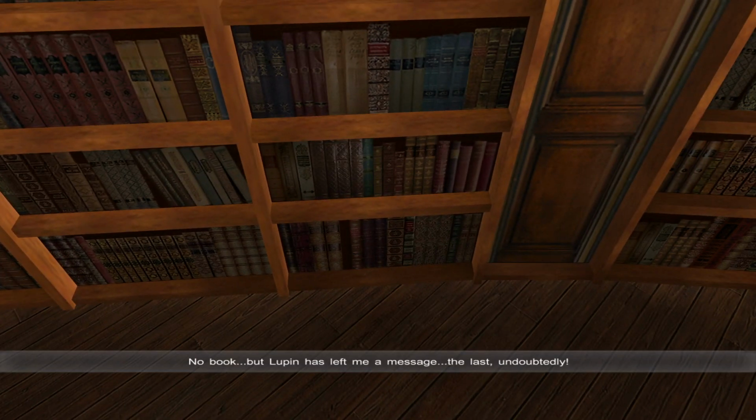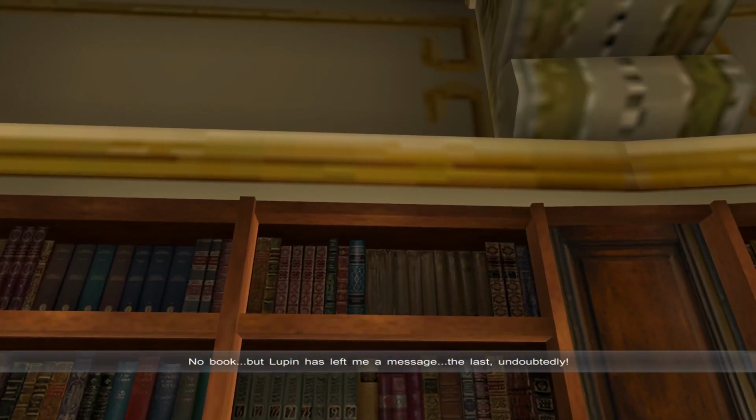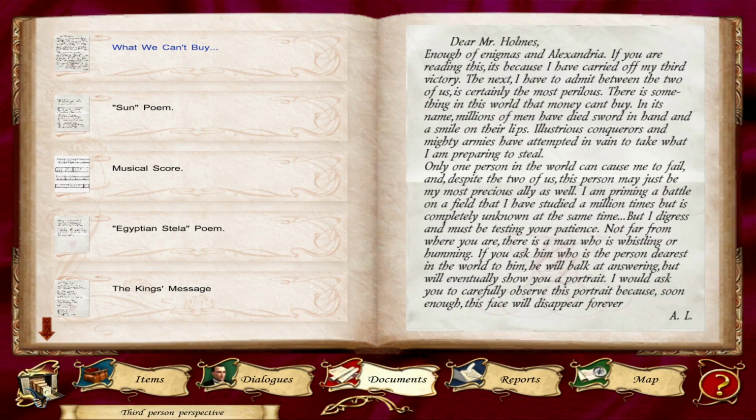No book, but Lupin has a message. Dear Mr. Holmes, enough of enigmas in Alexandria. If you are reading this, it's because I have carried off my third victory. The next, I have to admit, between the two of us is certainly the most perilous. There is something in this world that money can't buy. In its name, millions of men have died, sword in hand and smile on their lips. Illustrious conquerors and mighty armies have attempted in vain to take what I'm preparing to steal. Only one person in the world can cause me to fail, and, despite the two of us, this person may just be my most precious ally as well.